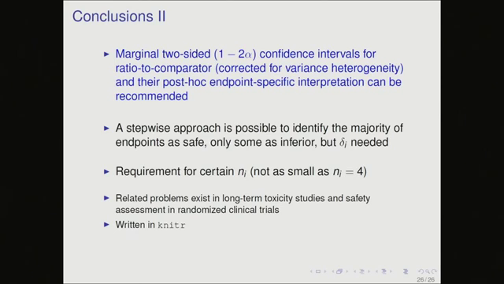That means for each endpoint independently, maybe adjusted for variance heterogeneity, maybe non-parametric, whatever you want, and give them back to the decision makers and say, hey guys, is this acceptable for you? Stepwise approaches for subsets are possible. A requirement of certain sample sizes is needed, and definitely not a sample size of 4, which I can see commonly in the literature for field trials. It's not a good idea.